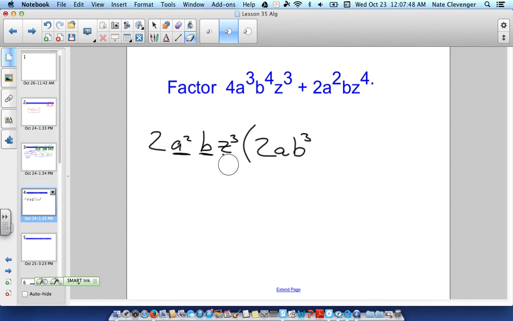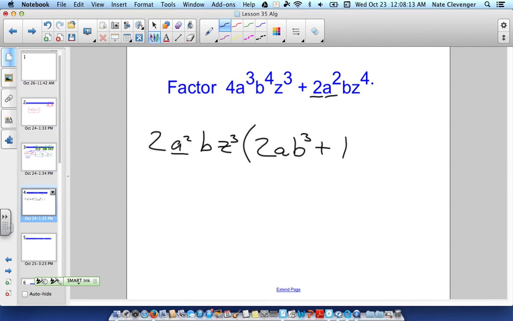Okay? Then I'm going to do the same thing with the other term. Well, I need my plus sign there. I forgot that. I need to factor 2 out of 2. 2 out of 2 is 1. Then I have a squared over the a squared. That has a value of 1. 1 times 1 is 1, so I'm not going to put that second 1 in there.